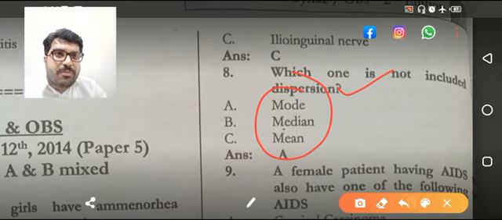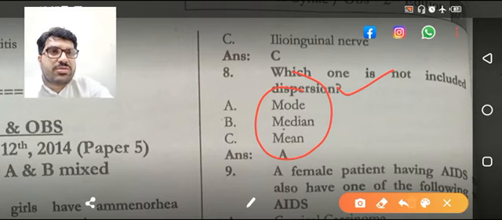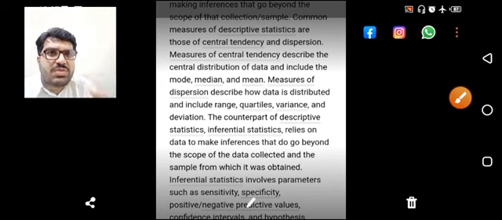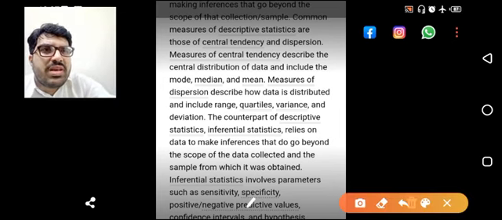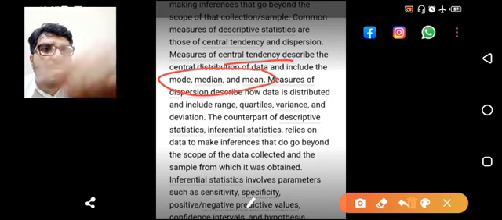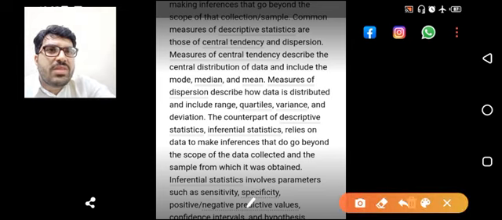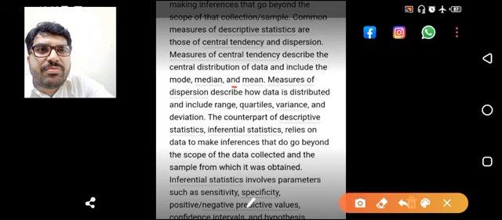For dispersion, there are other terms coming toward the reference. So this is that reference and this is USMLE. Measure of central tendency, you see, you are having mode, median and mean. This is central tendency, and this describes the central distribution. And measure of dispersion describes how data is distributed and includes range, other is quartiles, variance and deviation.